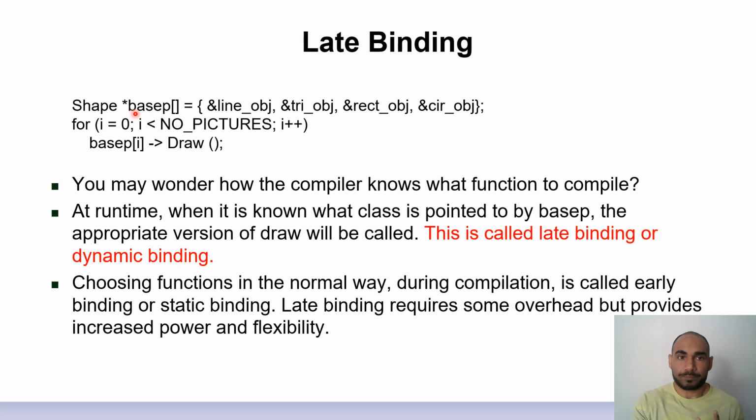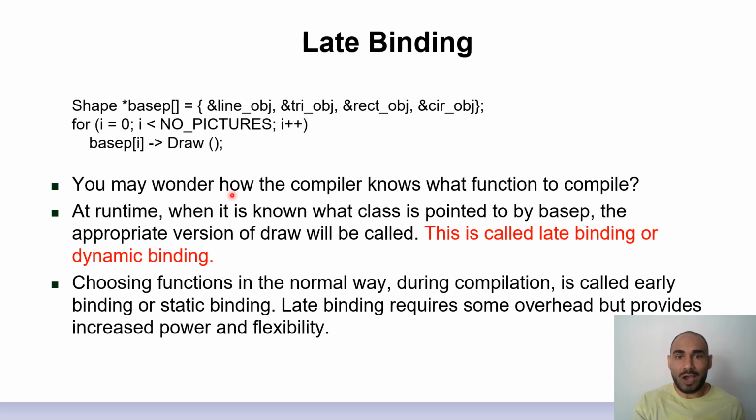For example, the 0th element of this array is the address of a line object. So when i is 0, this becomes 0. So it means this base pointer would draw a line on the screen, because it will call the draw method of the line class. And the second object is a triangle. The second item of this array is the address of a triangle object. And in that case, when i is 1, it would end up drawing a triangle on the screen.